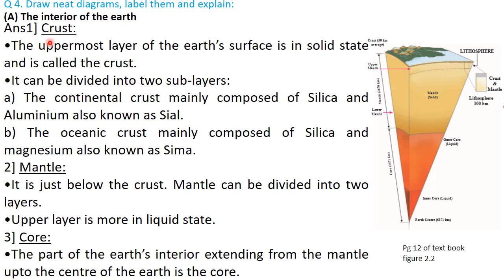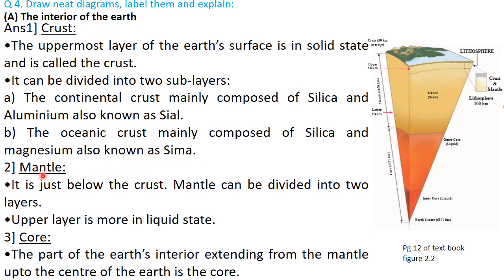So answer first, crust. The uppermost layer of the Earth's surface is in solid state and is called the crust. It can be divided into two sublayers. A. The continental crust, mainly composed of silica and aluminium, also known as Sial. B. The oceanic crust, mainly composed of silica and magnesium, also known as Sima.